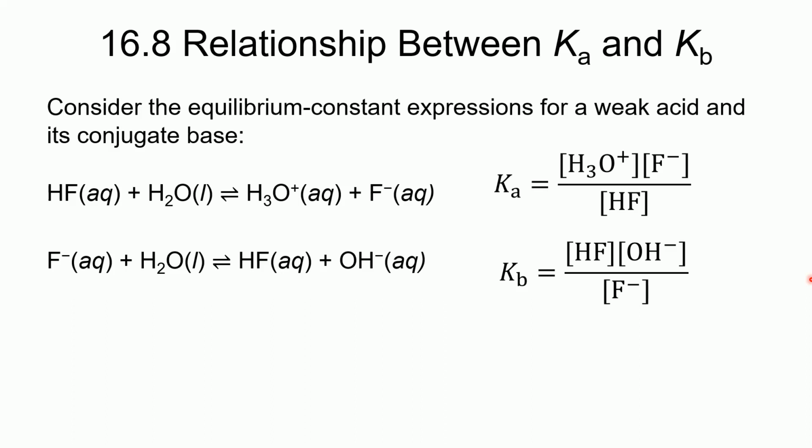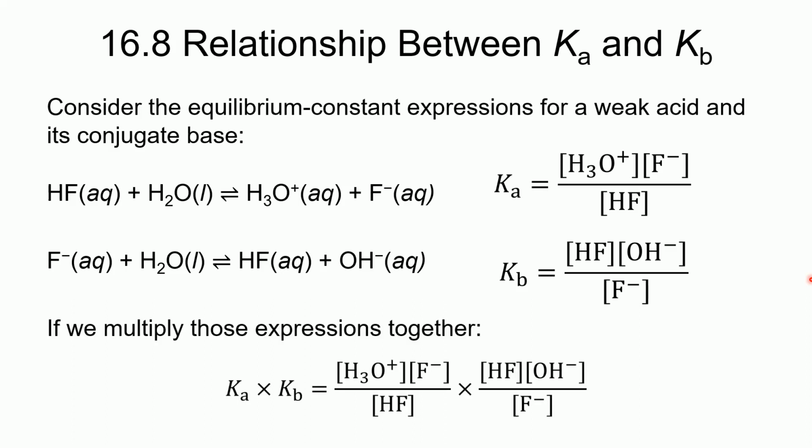Well, we're going to take the expression for Ka and the expression for Kb and multiply them together. So Ka times Kb is equal to hydronium times fluoride over HF, times HF times hydroxide over fluoride. You can see that we can cancel out the fluoride ion and the HF. That leaves us with the concentration of hydronium times the concentration of hydroxide.